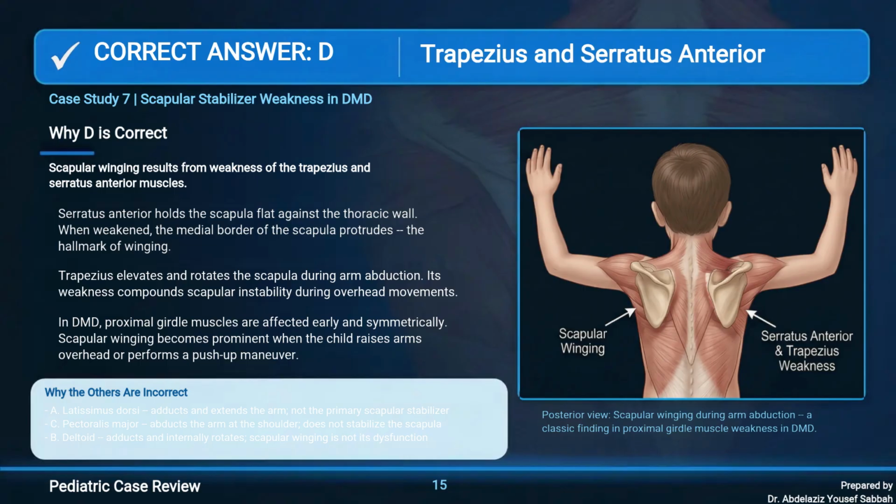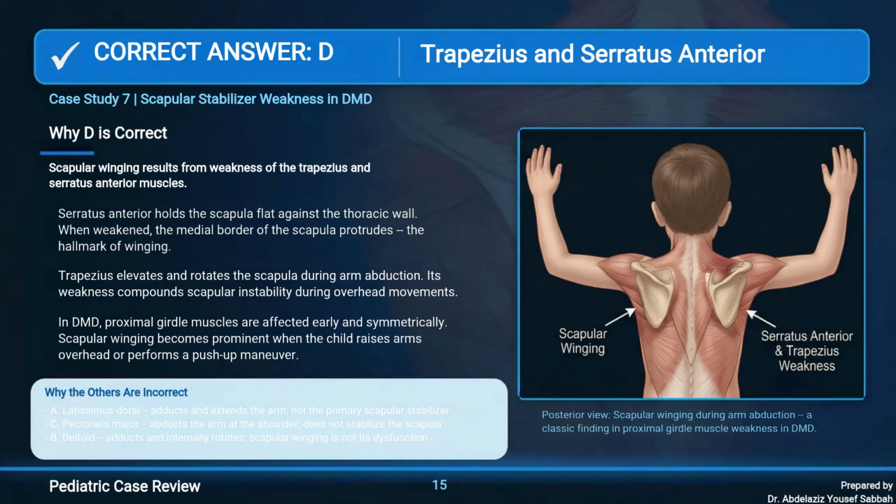The trapezius elevates and rotates the scapula during arm abduction. Its weakness compounds scapular instability during overhead movements. In Duchenne muscular dystrophy, proximal girdle muscles are affected early and symmetrically. Scapular winging becomes prominent when the child raises arms overhead or performs a push-up maneuver.